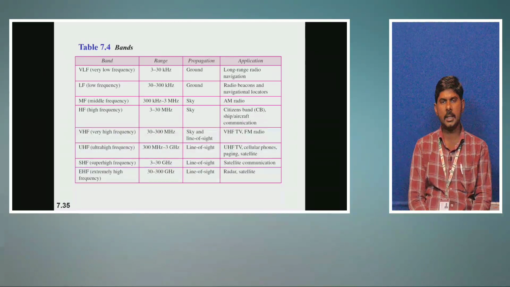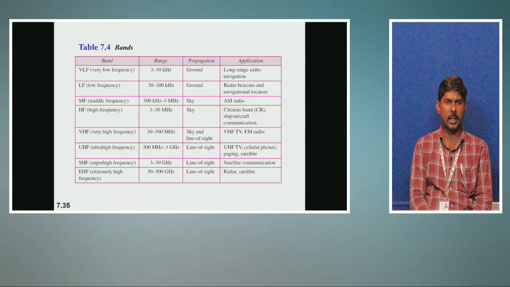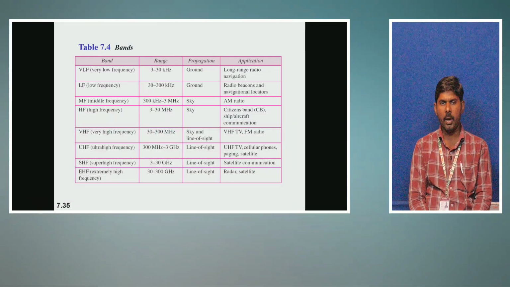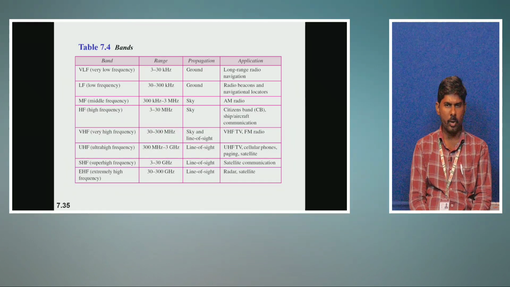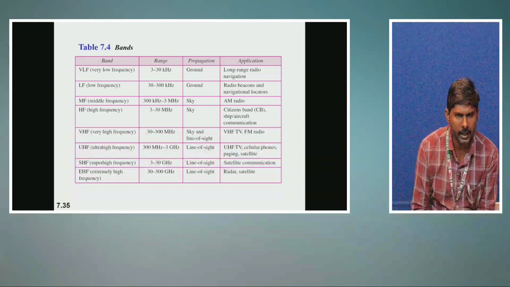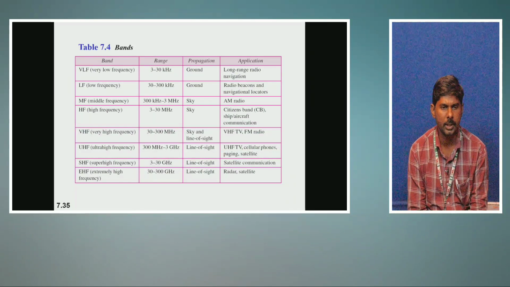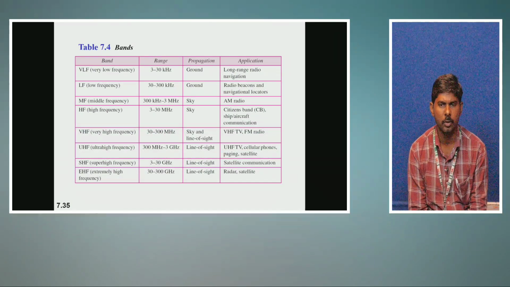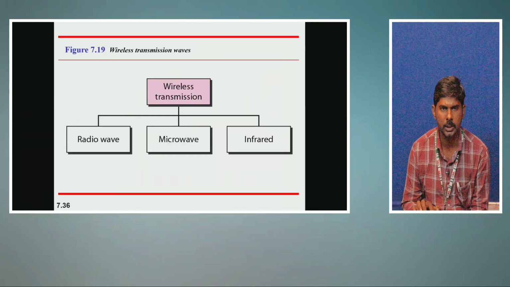So these are the different bands and their applications. Very low frequency, 3 to 30 kHz, uses ground wave propagation, mostly radio navigation and radio beacons. Medium frequency, high frequency and very high frequency use skywave propagation, where AM radio, VHF TV and FM radio are used. The last three are line of sight propagation, 300 MHz to 300 GHz, ultra high frequency to extra high frequency, where we mostly use satellite communication, cellular mobile phones, and radars. All these are applications.